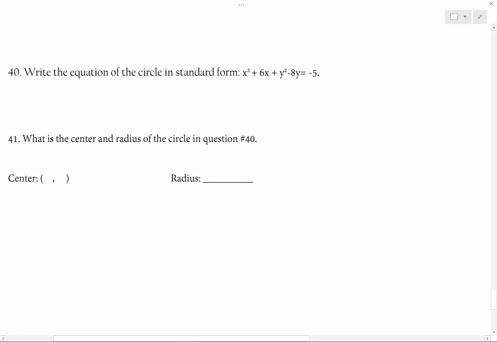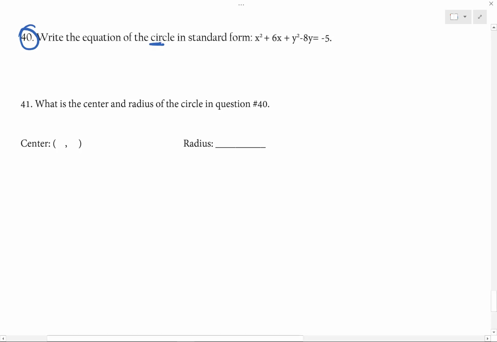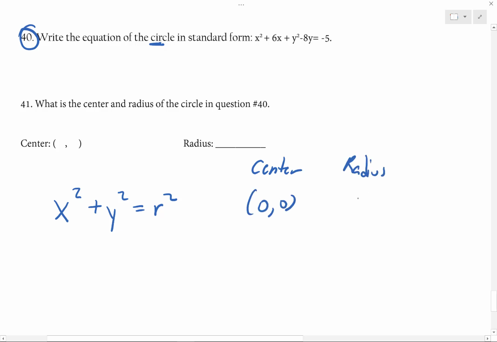So I'll make a video of this one because I know we haven't talked about it yet. But we did talk about it last year, so it'll sound familiar. So remember circles, your basic one is x squared plus y squared equals r squared. And it has a center at (0, 0) and a radius of r.